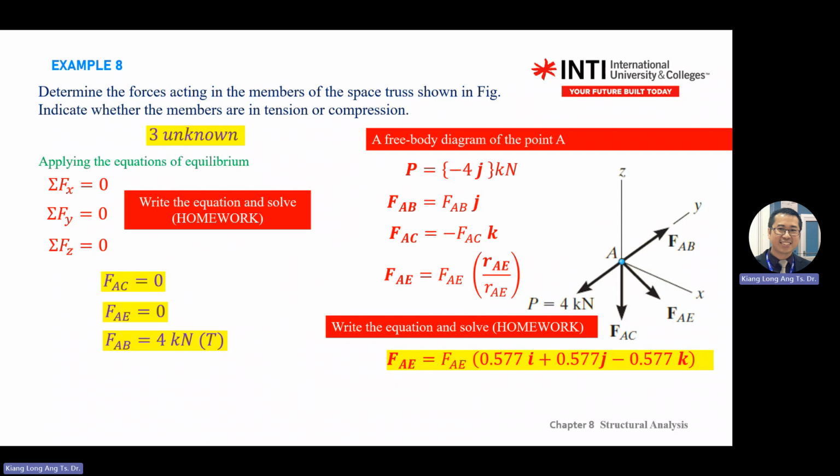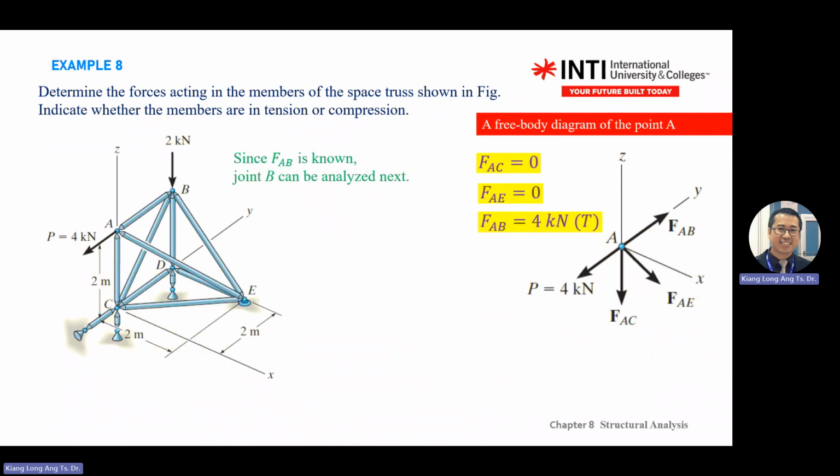Okay. So again, just to highlight: don't confuse the tension and compression of the pin with the T and C of the member. Don't confuse them. Once you have FAB, you move to the next joint, joint B.